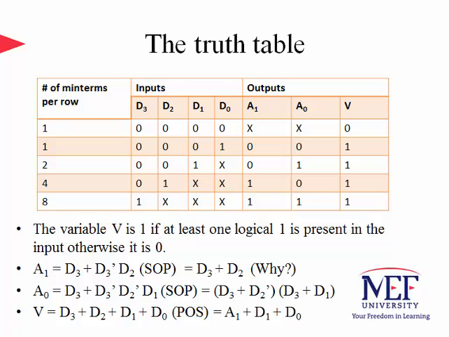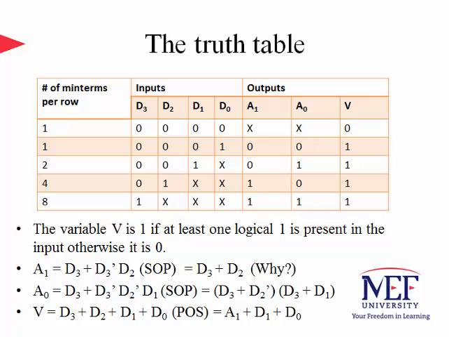In this case, the Boolean expressions will turn out to be A1 corresponding to D3 plus D2 in SOP form, and that's also left as an exercise to show, using the distribution law as a hint. And A0 corresponds to D3 plus D2' dot D1 in SOP form, and you can use one of the postulates and theorems we covered in our previous classes to derive D3 plus D2' in parentheses and D3 plus D1 in parentheses.